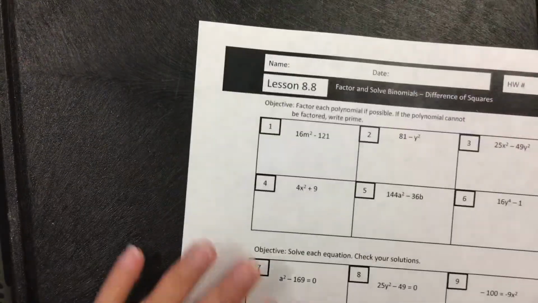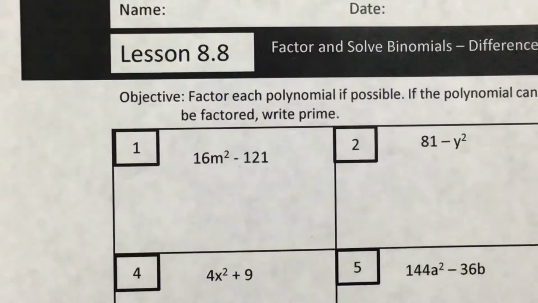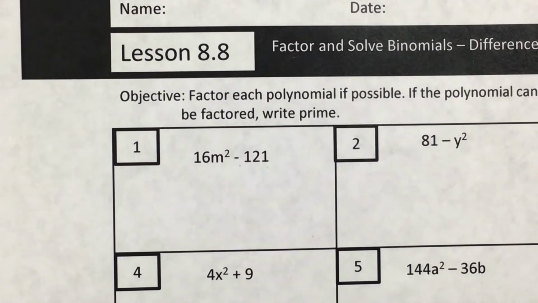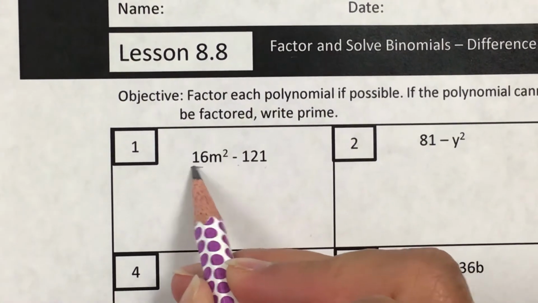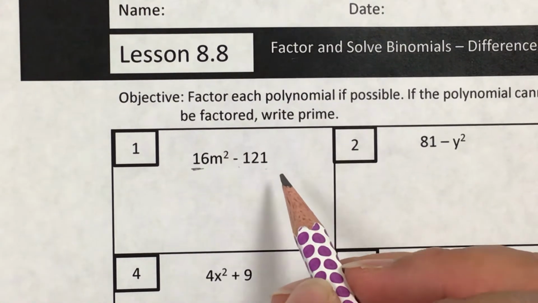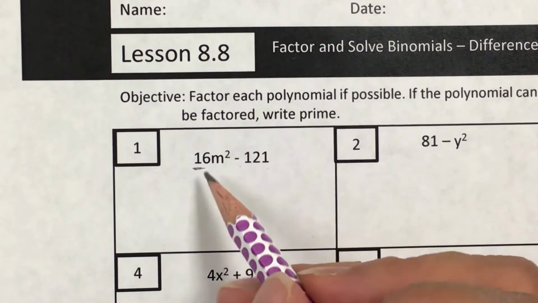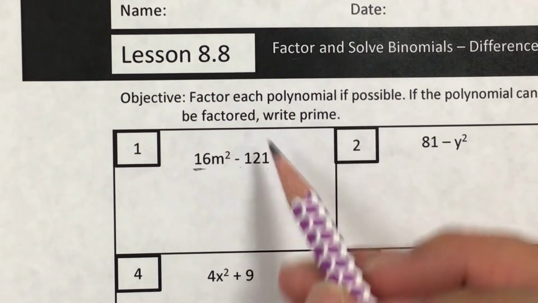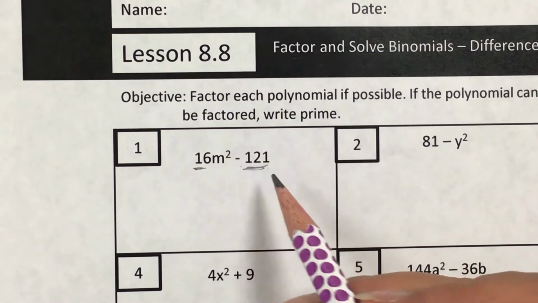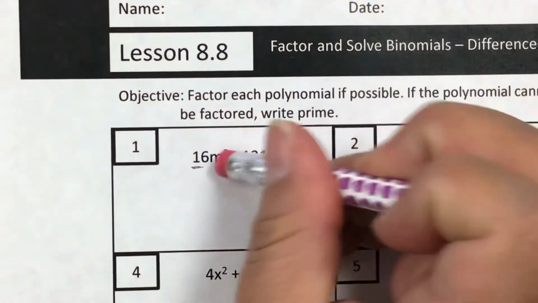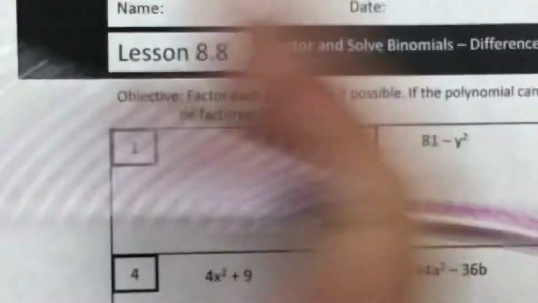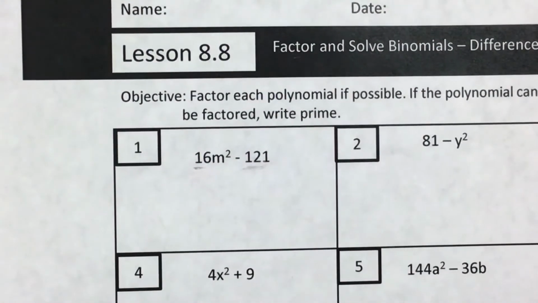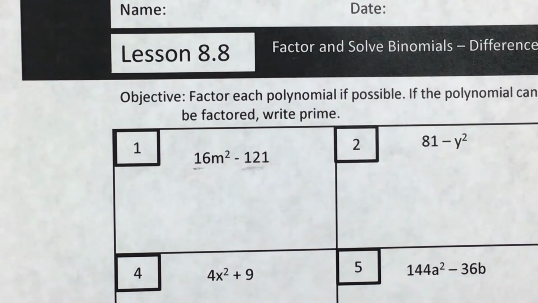All right, so let's take a look at the first one. It says factor the polynomial if possible, and if the polynomial cannot be factored, then write prime. So look at this. Is this a square? 4 squared is 16, so yes. Is this a square? Yes. 11 squared is 121. That means that this is a difference of perfect squares.